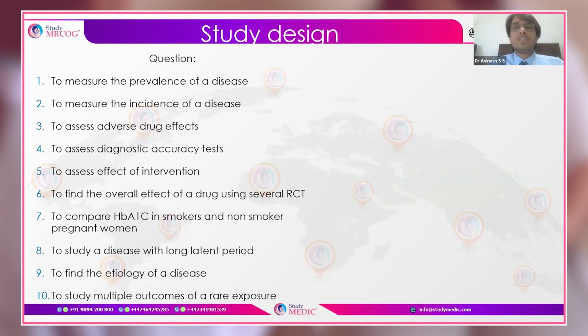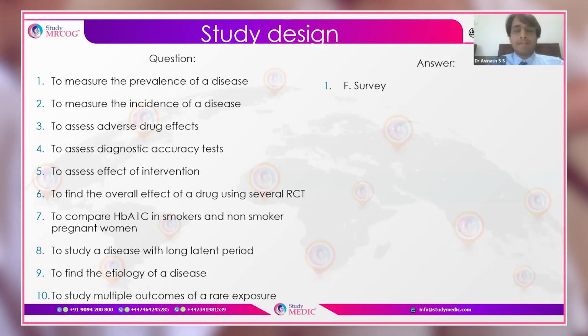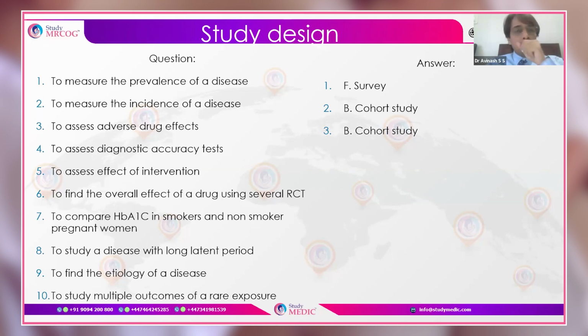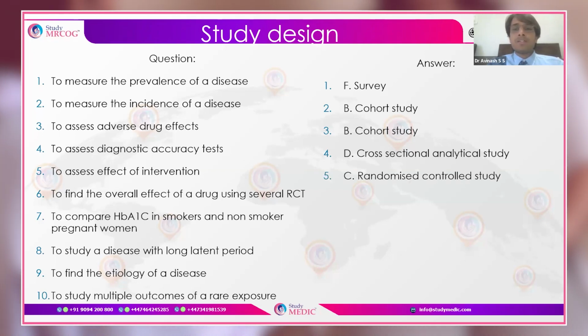Now we'll see the answers and then we'll discuss why they are the answers. To measure the prevalence of a disease, it is the descriptive cross-sectional study design, that is a survey. To measure the incidence of a disease, it is the cohort study design. To assess adverse drug effects, again, cohort study designs are the best ones. To assess diagnostic accuracy tests, the analytical cross-sectional study designs. There are two cross-sectional study designs: descriptive cross-sectional study designs, that is a survey, and analytical cross-sectional study designs with control. To assess effect of intervention, that is RCT.